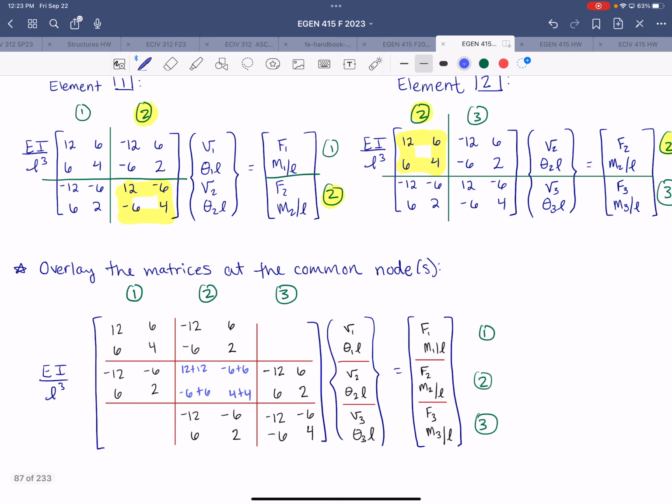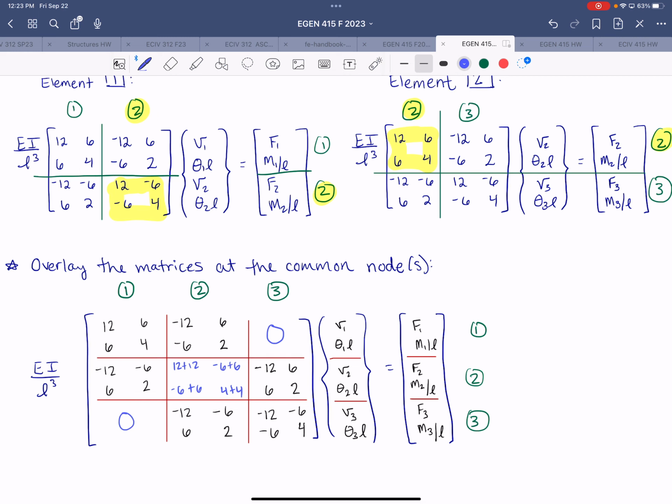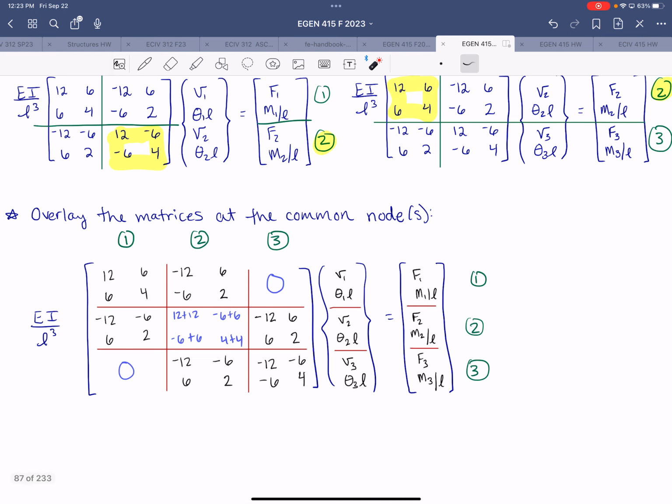And then the remaining quadrants in the overlaid matrix will just consist of zeros because there is no element connecting node 3 and node 1. So any value that has that combination in your overlaid matrix will be 0 there. Yes?